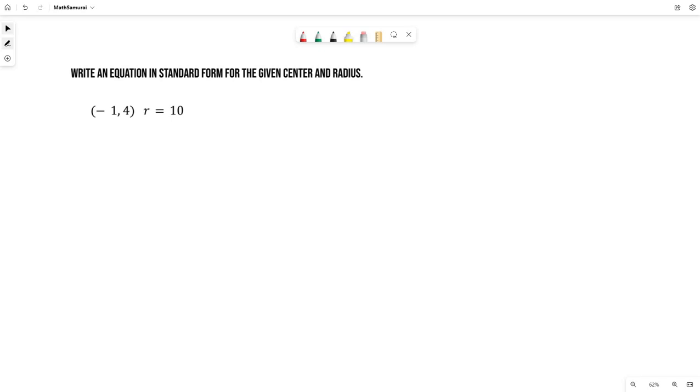All right, let's talk about circles. So, write an equation in standard form for the given center and radius. Okay. Ooh, there's all sorts of nifty stuff I want to do right now.